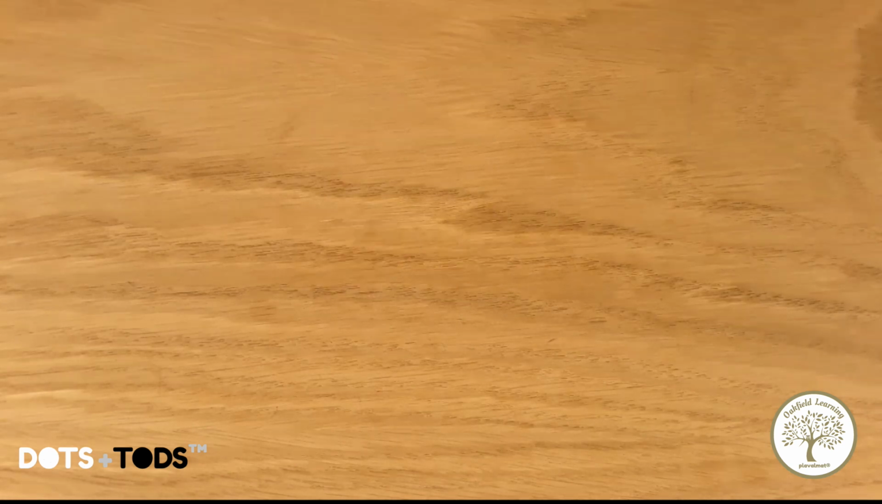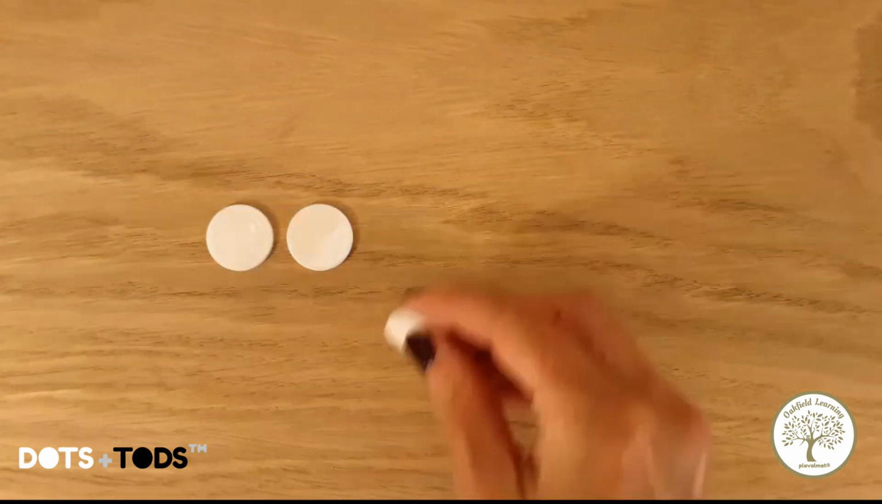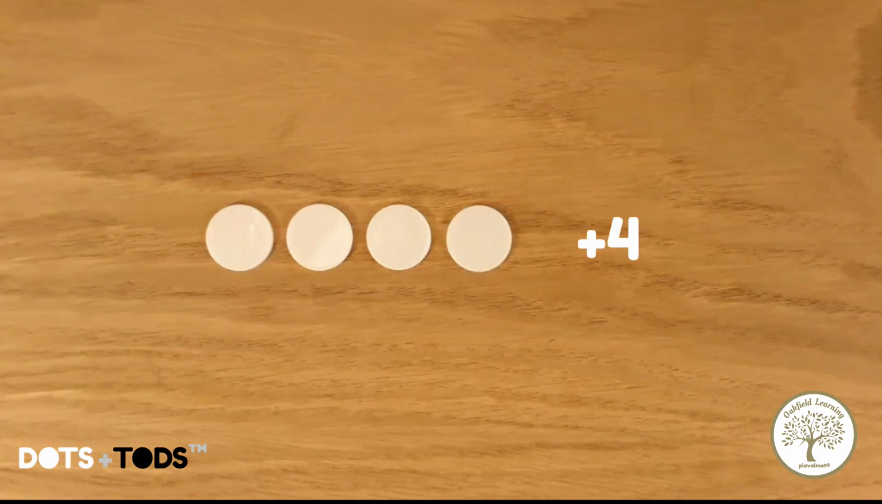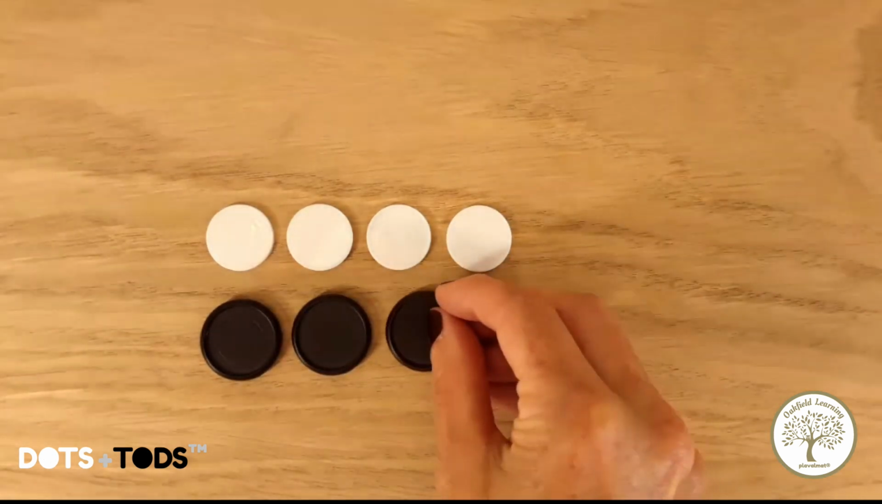In the previous 2 questions, the answer was always a positive number, but sometimes when we begin with a positive and add a negative, the result can be less than 0. The next question is an example. +4 add -5. So let's represent +4 with our white dot counters. Now we have to add -5. So we'll use 5 black tod counters.